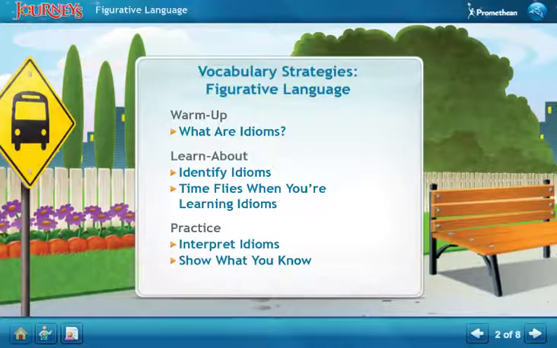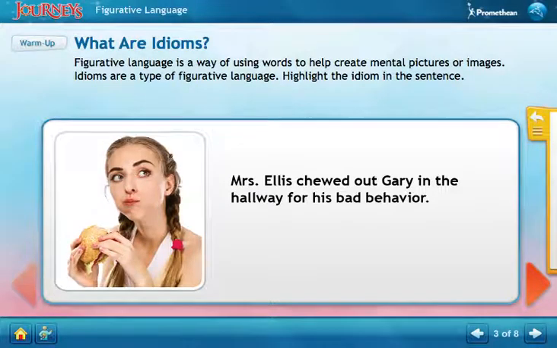In today's vocabulary lesson, we're going to talk about figurative language. The specific part of figurative language that we will be discussing today is idioms. Here's a list of some of the activities we're going to work on today. For our warm-up, we're just going to discuss what idioms are.